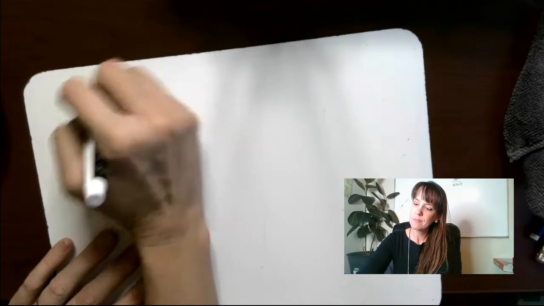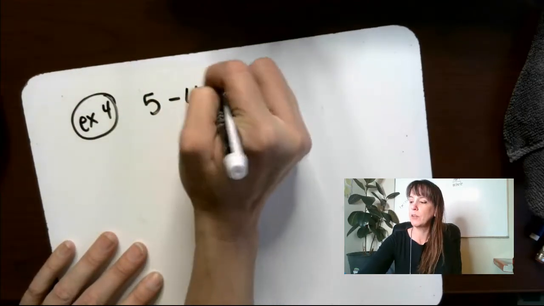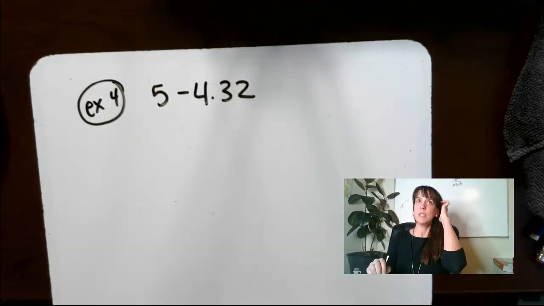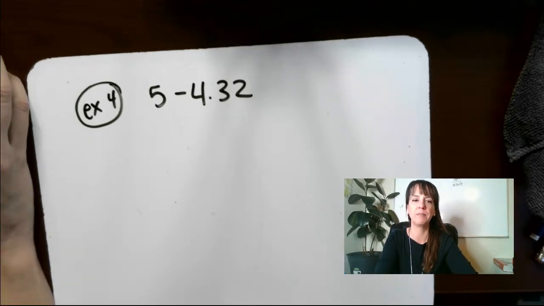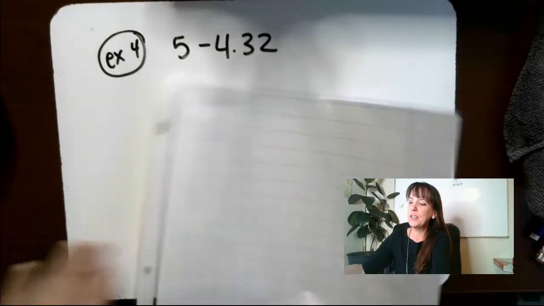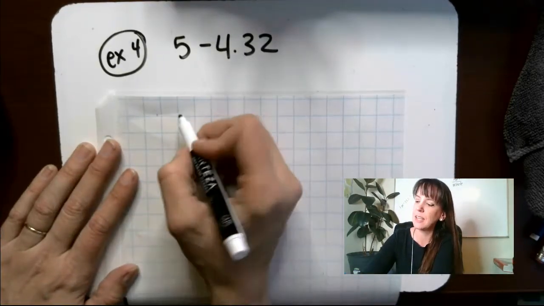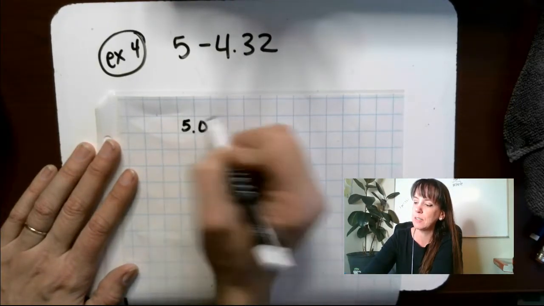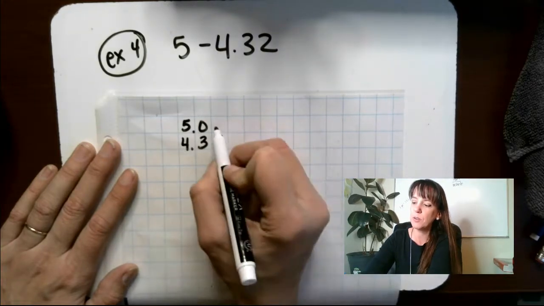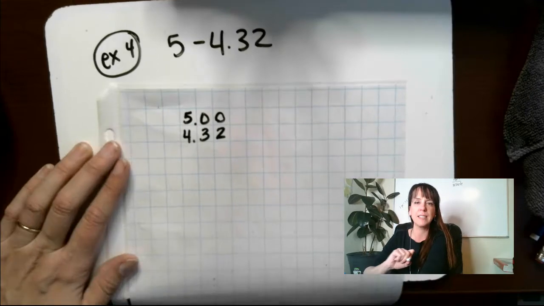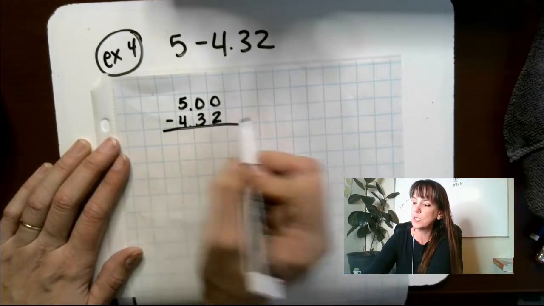Let's look at example number 4. Subtract 5 minus 4.32. Again, if there is no decimal shown, there is a decimal at the end of the number. So this becomes 5.0. This is 4.32. So I'm going to throw another 0 in there so that it's all nice and lined up. Get those placeholders in there.